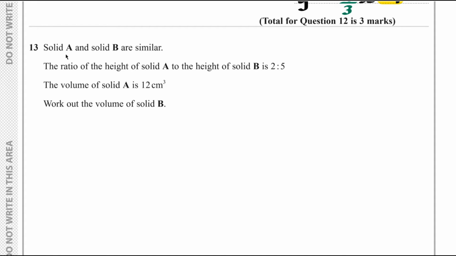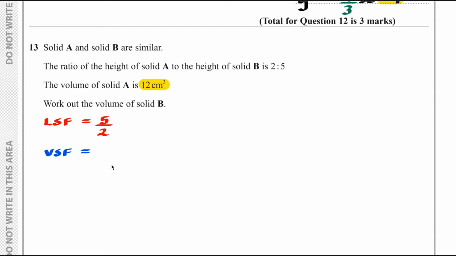Question number 13. Solid A and solid B are similar. The ratio of the height of solid A to the height of solid B is 2 to 5. The volume of solid A is 12 centimeters cubed. We have to work out the volume of solid B. If we've got this ratio of heights being 2 to 5, from this we can find the length scale factor. The length scale factor is equal to 5/2.